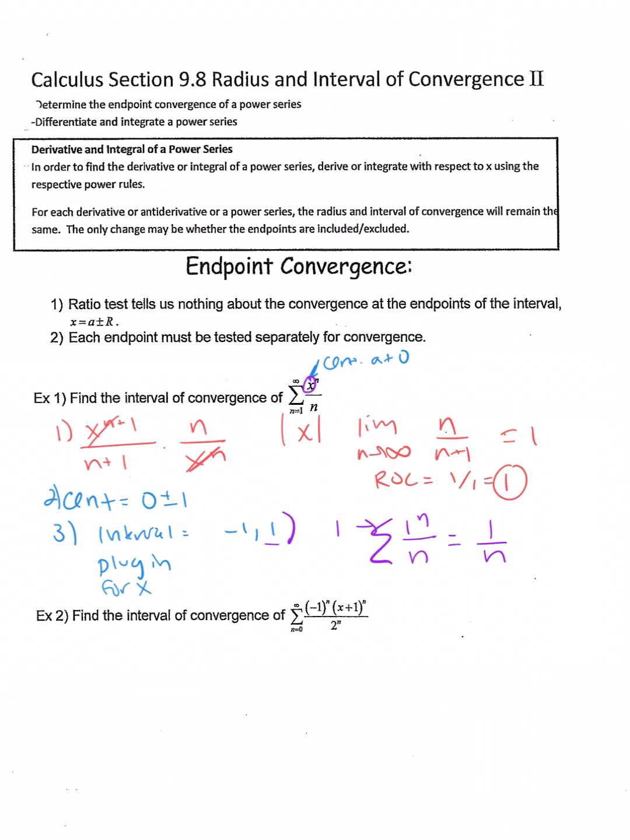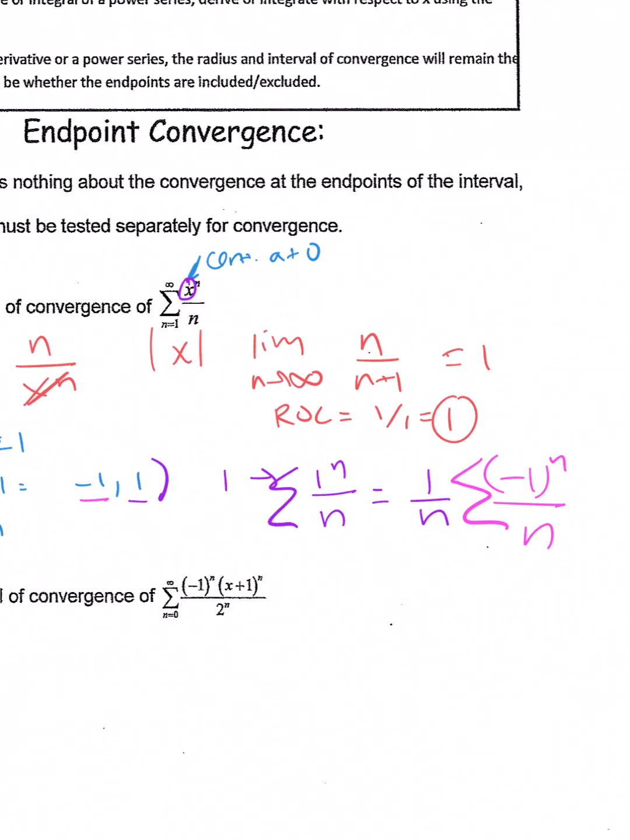Then we're going to switch colors again. I'm going to use pink this time. Now we're going to plug in -1. So we're going to have -1 to the n over n, and we're going to check that series. When we plug this in, it now becomes the alternating harmonic series. Hopefully this is one that you have memorized, and you know what this guy does.